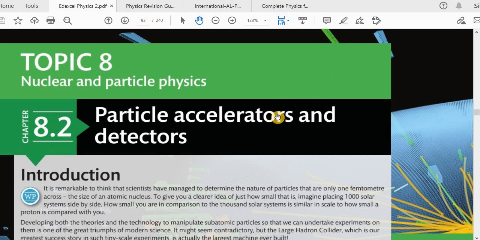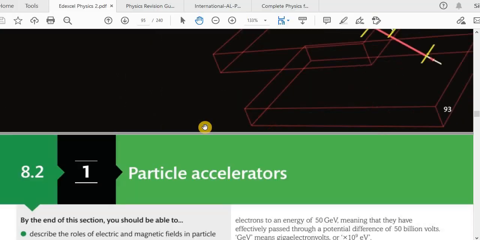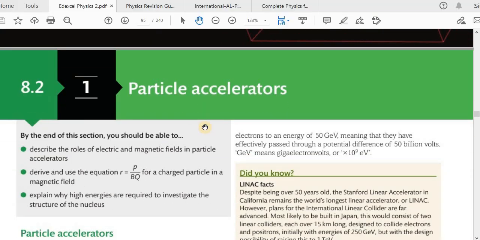Chapter 8.2 Particle Accelerators and Detectors. So let's start with Chapter 8.2 Part 1, Particle Accelerators.